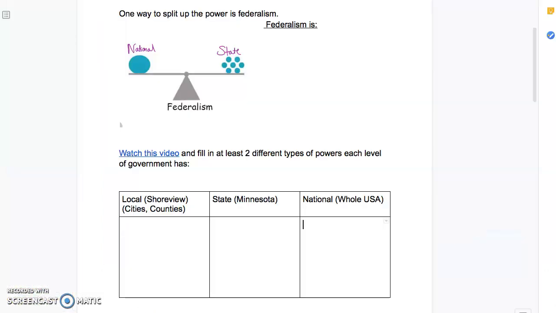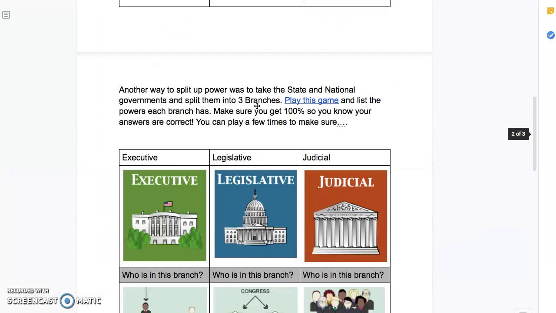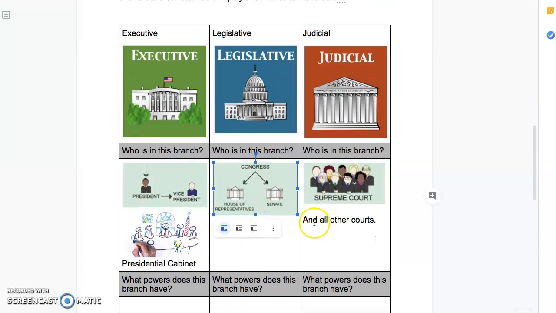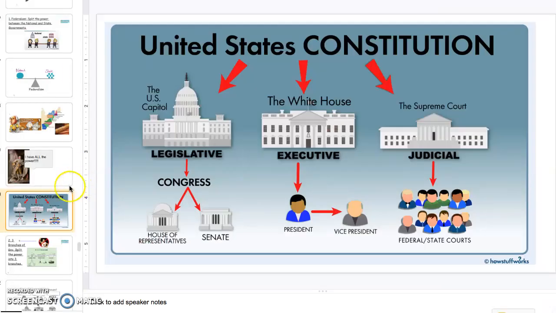And I have a chart on your worksheet here that has the three different types of branches and who's in each branch already set up for you. So isn't that lickety-split?